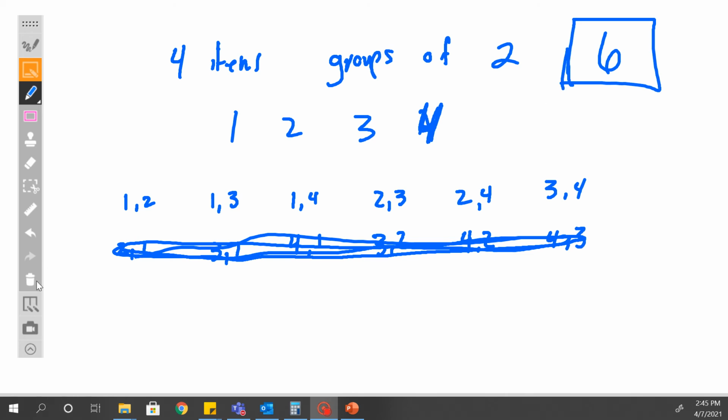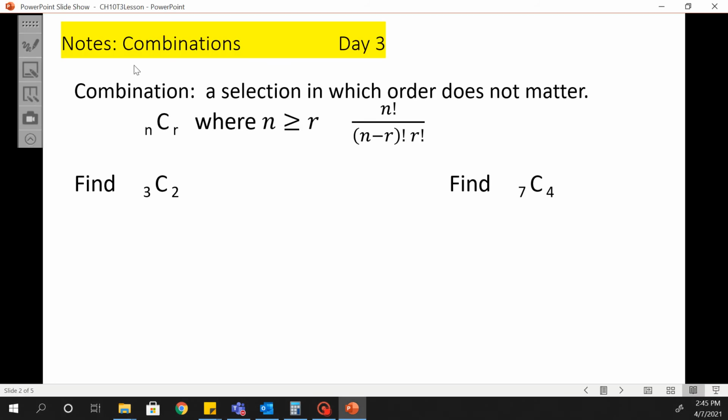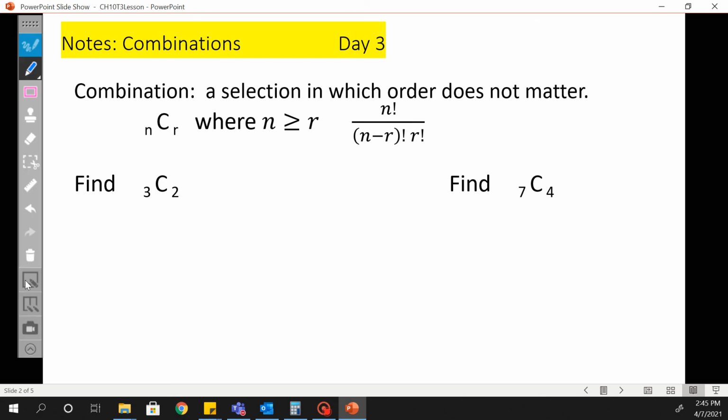So why is it that this equation works? The reason this equation works, n factorial over n minus r factorial times r factorial, is that it starts from a permutation. Let's consider 5 permute 3. Out of 5 elements, how many ways can you make groups of 3, where order does matter? That would be 5 factorial over 2 factorial.